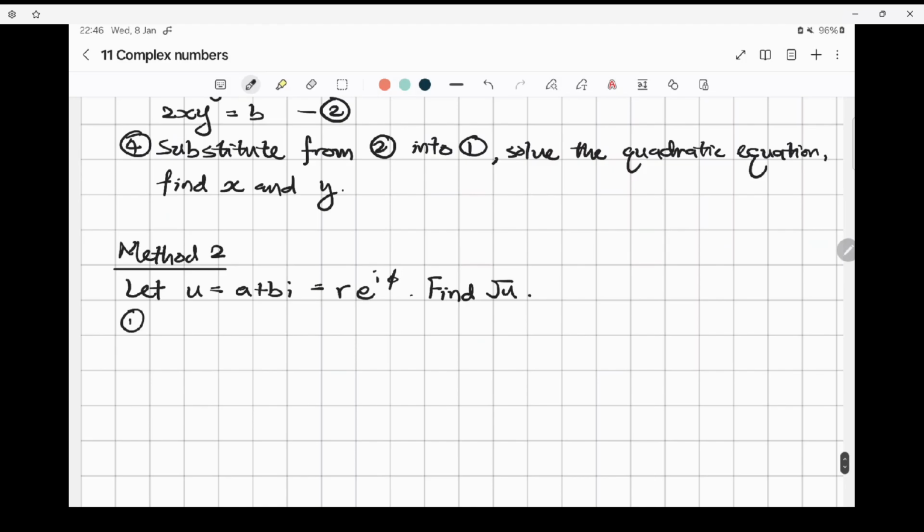So the first step, of course, you still need to define, let's say, z equals r e i theta. So this is what you need to define.